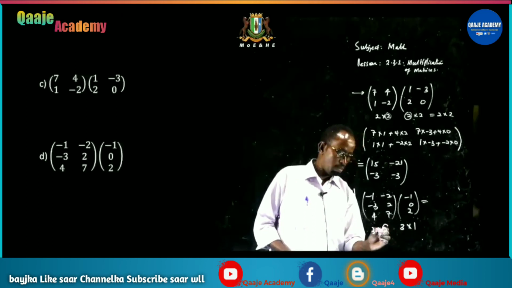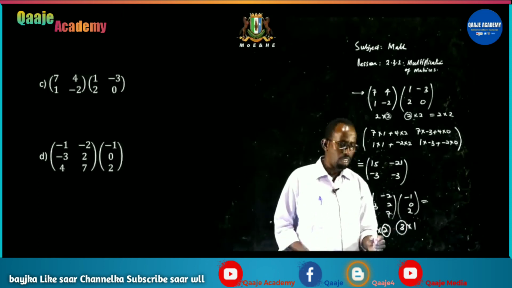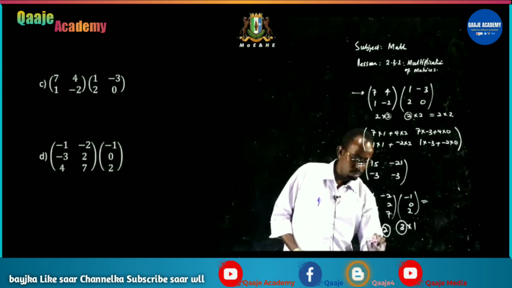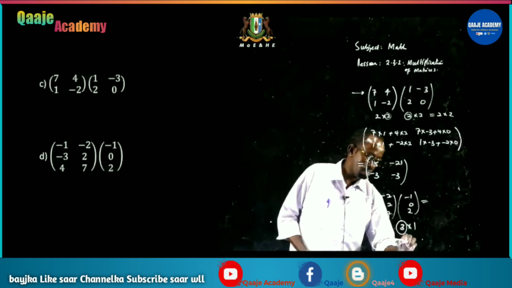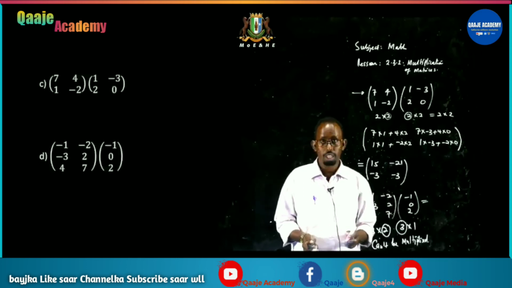Now, the column of the first is not the same as the row of the second. They are not in line. So therefore, these two matrices cannot be multiplied. They can't be multiplied. They are not conformable. They cannot be multiplied together.